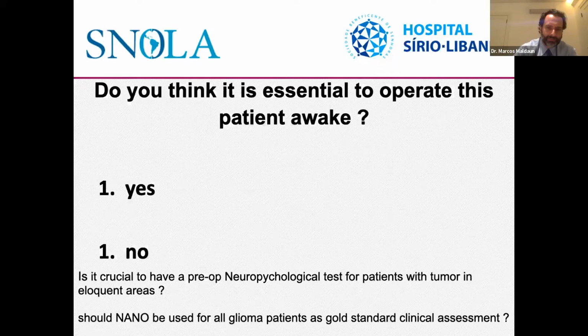And I wonder if Dr. No is with us so far, but do you think it's crucial to have pre-op neuropsychological testing for patients with tumor in eloquent areas, for all of them, or only on demand? Honestly, I'm biased, but I would say it's helpful to have pre-ops on everybody.